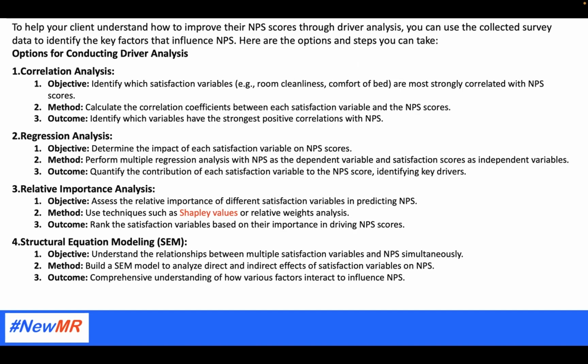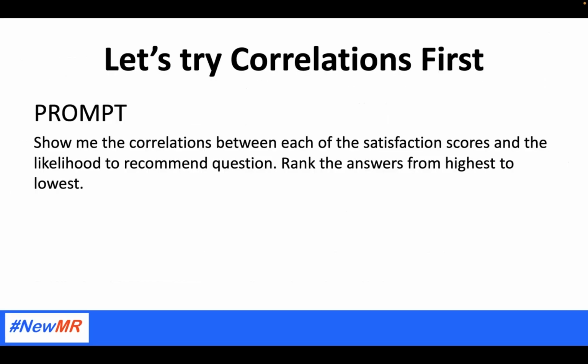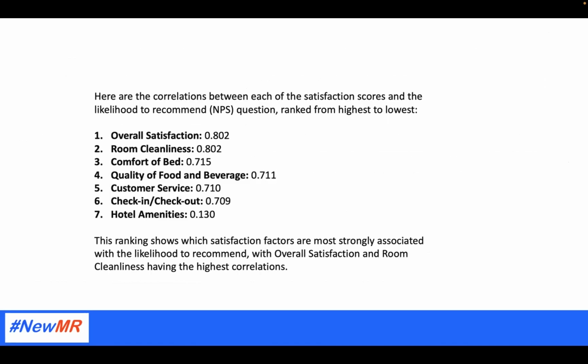I know I'm not going to use structural equation modeling. Too slow, too expensive. I don't have the right data and model for that. But I'm going to look at the other three. So I'll start with correlations. It runs the correlations for me. It shows me those answers there. It shows me the overall satisfaction and room cleanliness are really important. Hotel amenities are really not very important.